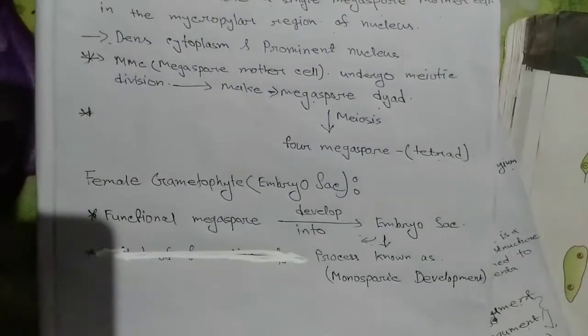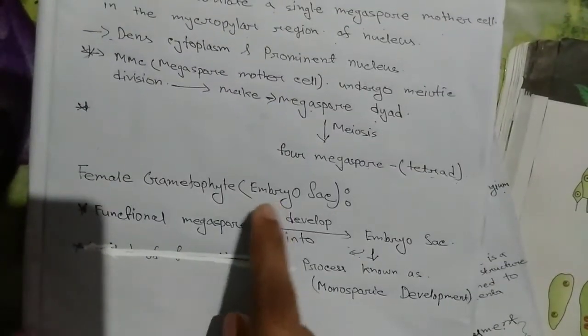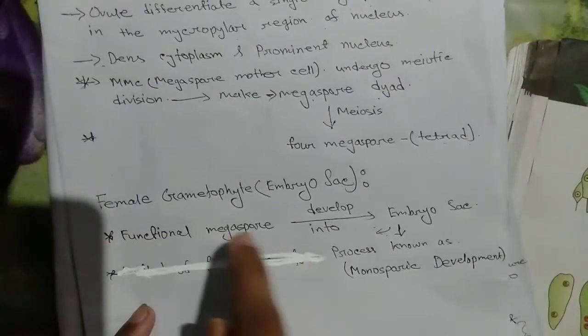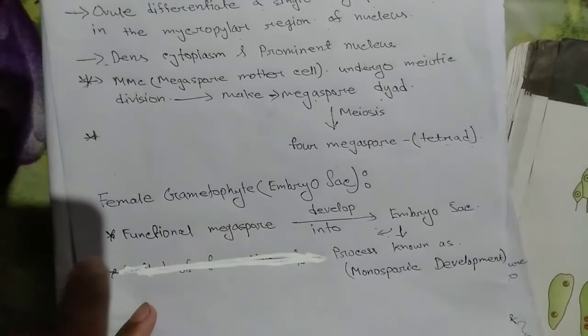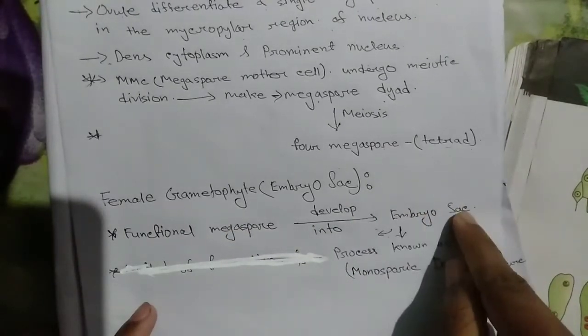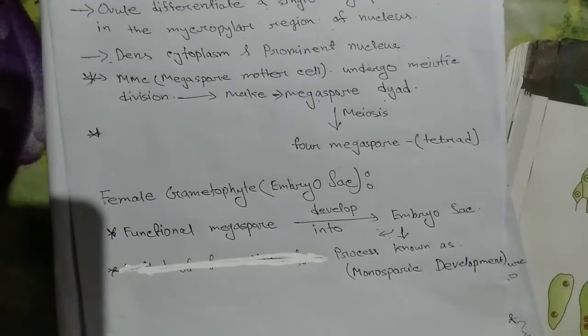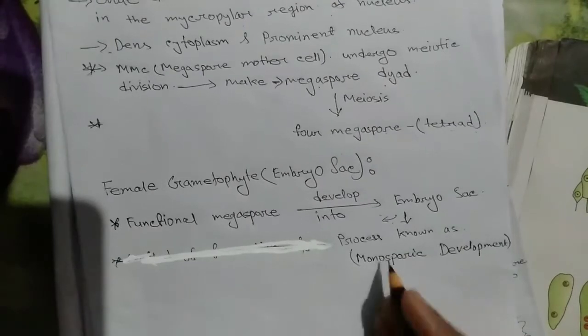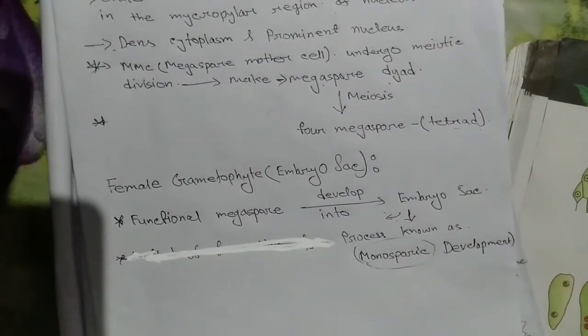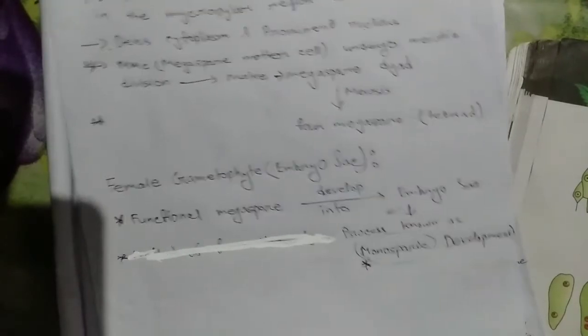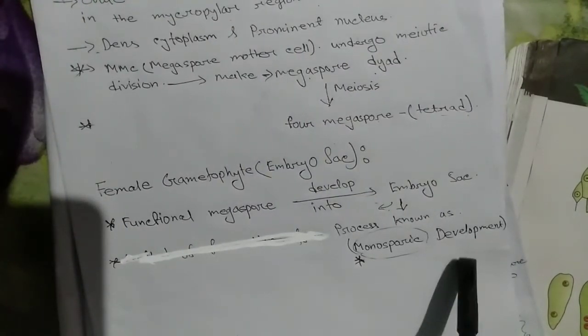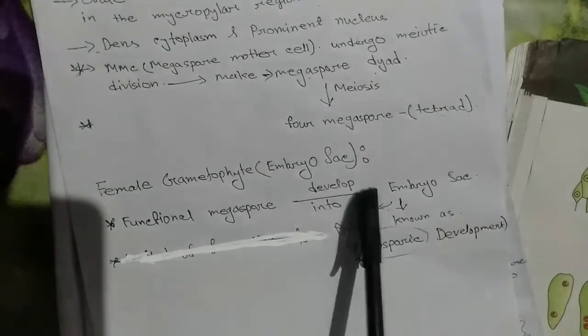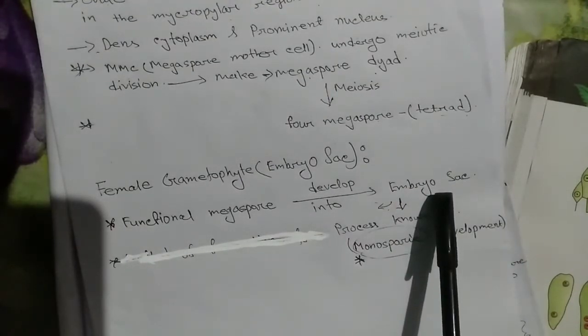Female gametophyte. Female gametophyte is known as embryo sac. Okay, the functional megaspore develops into the embryo sac. This process, that means the embryo sac formed from a megaspore, is known as monosporic development. It is very important. Monosporic development is the process of formation of the embryo sac from a megaspore.